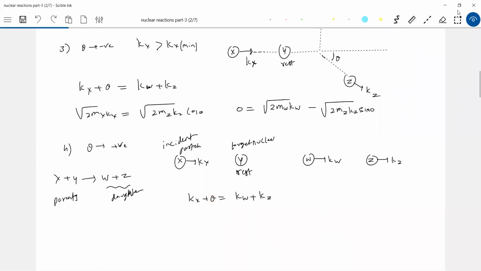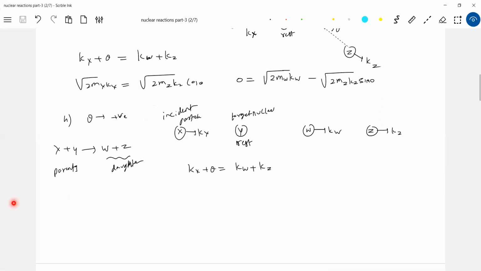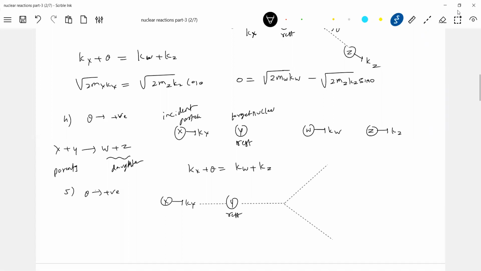No, this is one possibility. In Q positive, one more possibility is the same thing. The incident particle Kx. After collision, maybe W goes like this. I showed perpendicular, no? Let me show some other angle here. After this, they may deflect. Theta 1, theta 2, anything it can be. You can pick up that one.